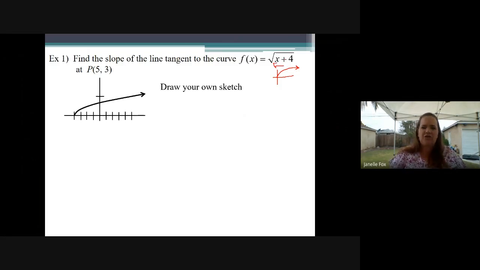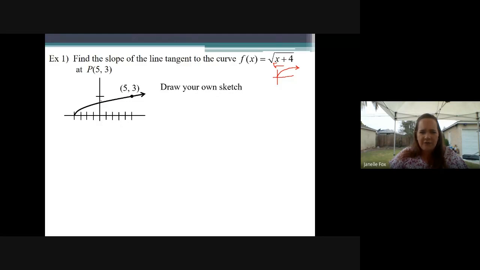So it's a radical function. It's moved 4 to the left. I just draw this cute little guy. I'm sure he looks lovely. Yay, us. Okay, the coordinate 5, 3 looks like it would be about right there. Sounds good. Looks beautiful.